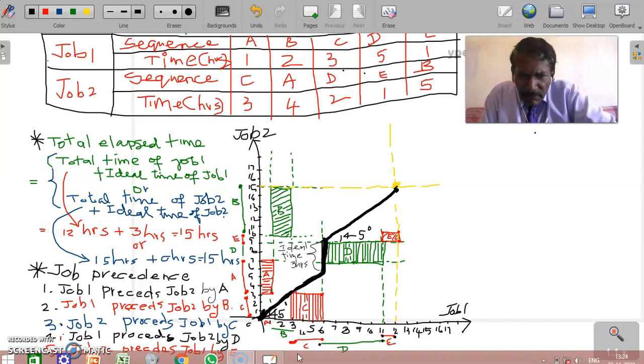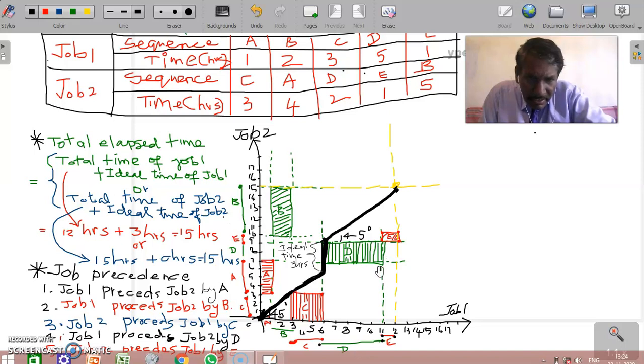Now similarly for C. For C, this is the area, extend this. The intersecting area is this. Similarly for D, extend this, extend on the job 2 line, extend this.